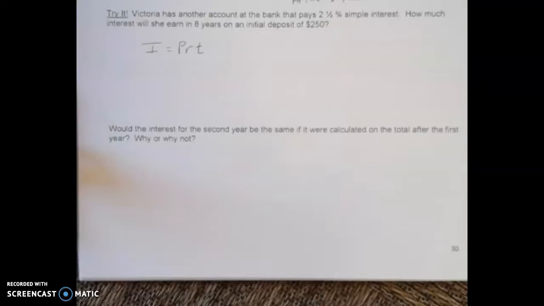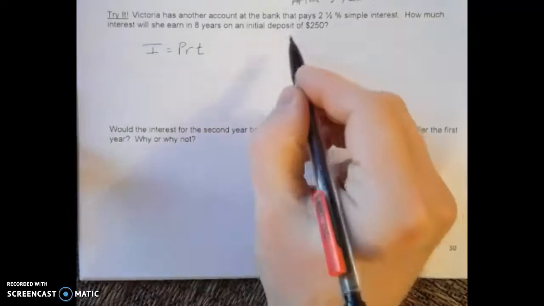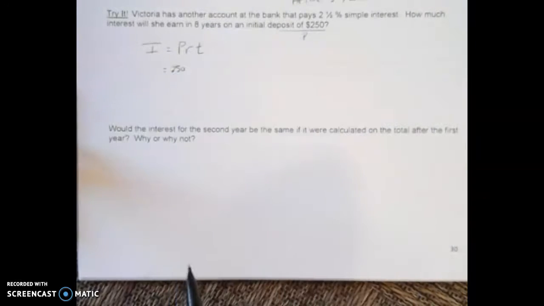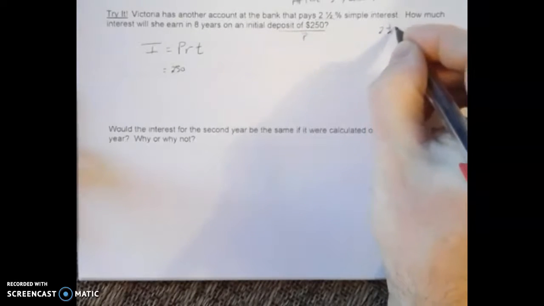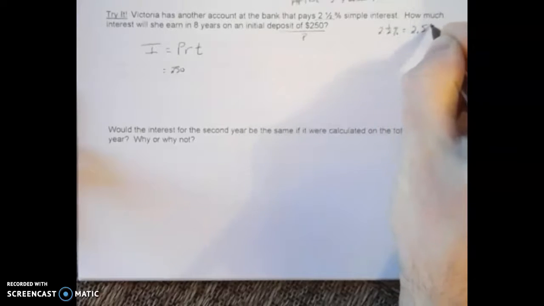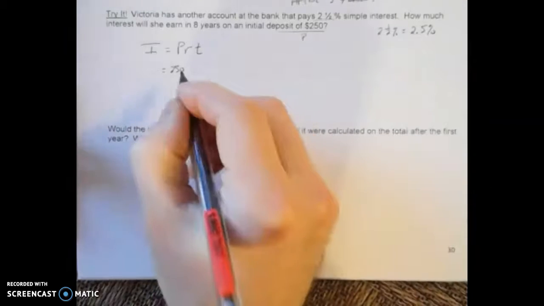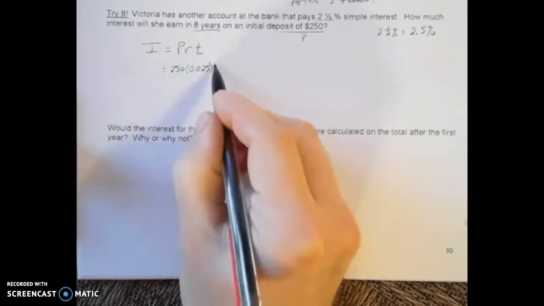Our next example tells us that Victoria has another account at the bank that pays 2.5% simple interest. How much interest will she earn in 8 years on an initial deposit of $250? We've got our equation already, I equals PRT. The initial deposit of $250 is your principal, so let's substitute that in for P. Your interest rate is 2.5%. It's important to remember that 2.5% is the same as 2 5/10%, and then we move that decimal place twice to the left, once, twice, which turns that into 25 thousandths. Then our time in years is 8 years.